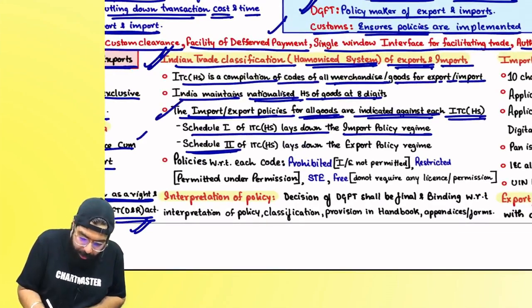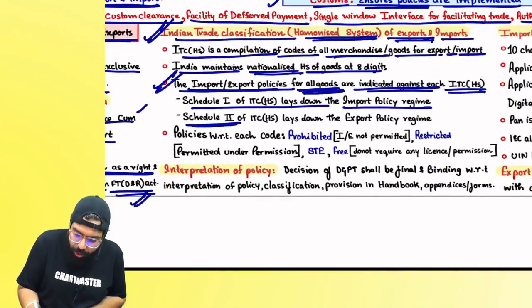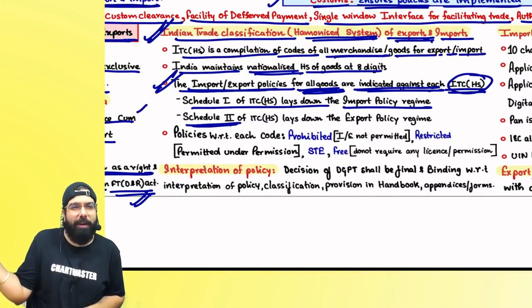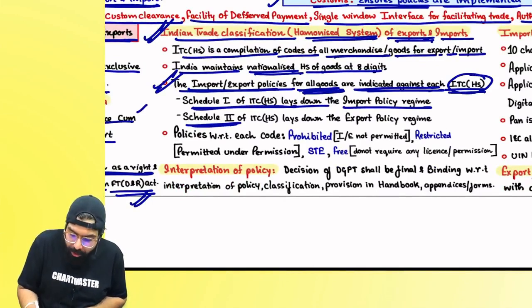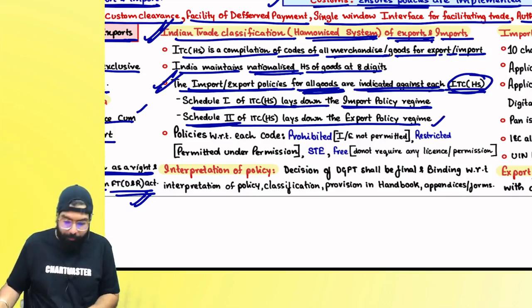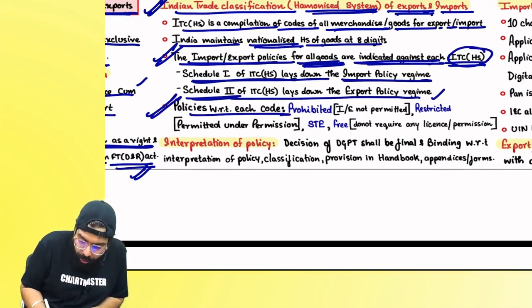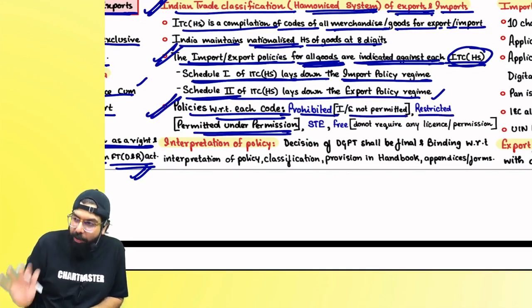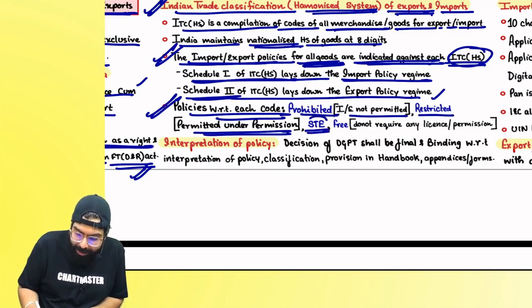See, the import export policies for all goods are indicated against each code, basically HSN code. Schedule 1 will give you import policy. Schedule 2 will give you export policy. Are you guys able to link it to the website which I am showing you? Yes, sir. Policies with respect to each code. Sir, each code, whether it is prohibited, item not permitted, restricted, with permission you can get it. Sir, state trading enterprise, I'll talk about it.